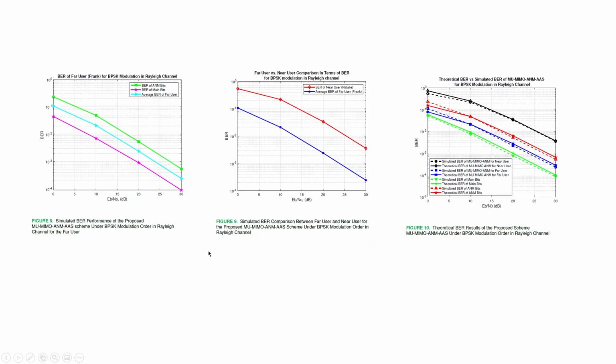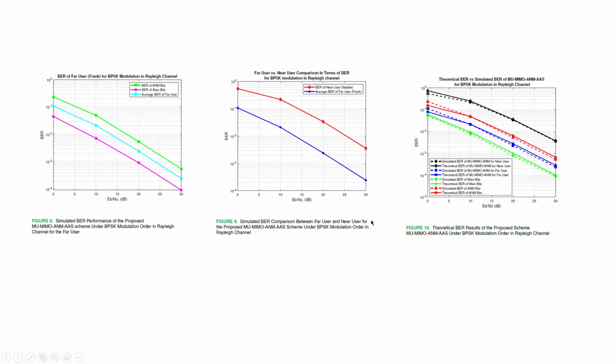In figure 9, we are comparing the data of the far user and the near user. The red line represents the bit rate of the near user, and the blue line represents the bit rate of the far user. As you can see here, the bit rate of the far user surpasses the bit rate of the near user, which is what we're actually trying to do.